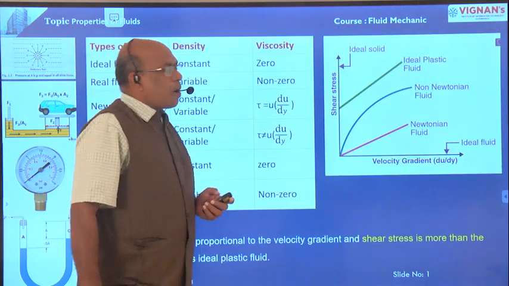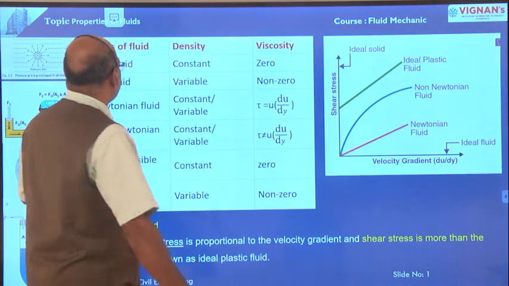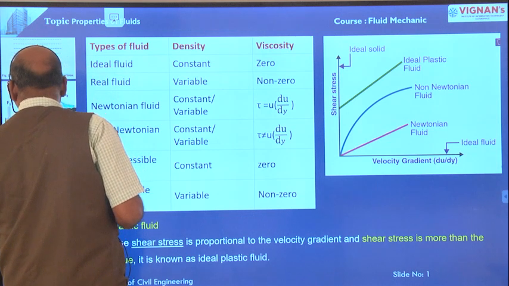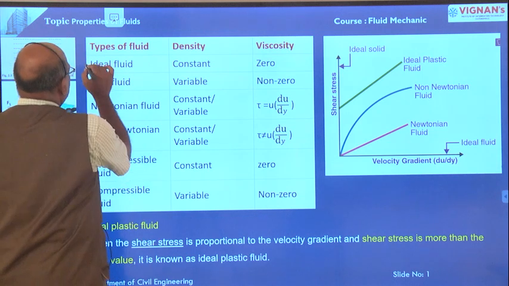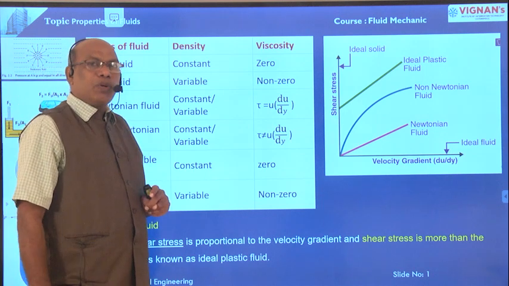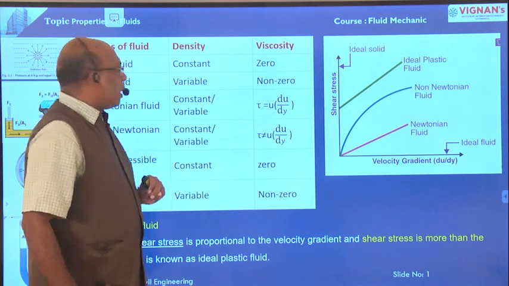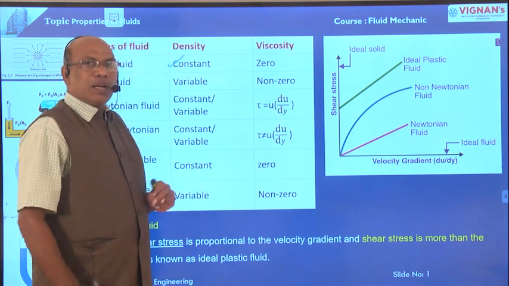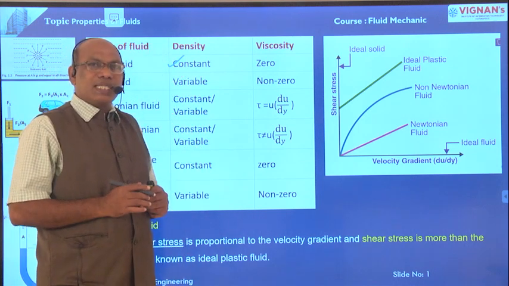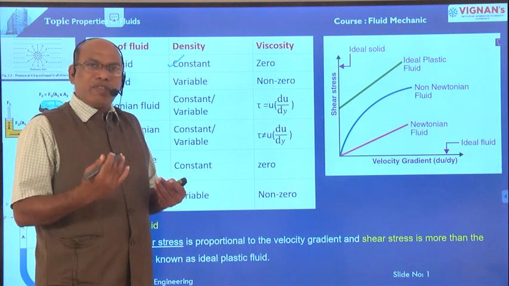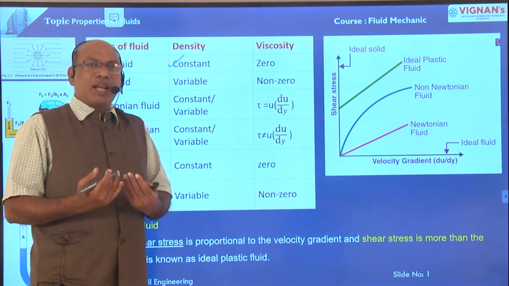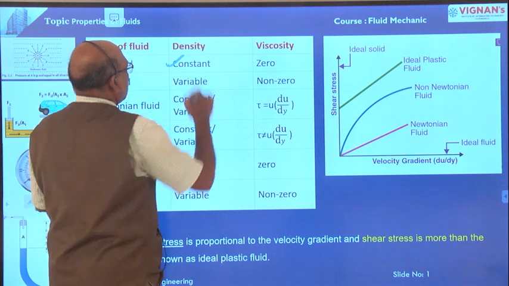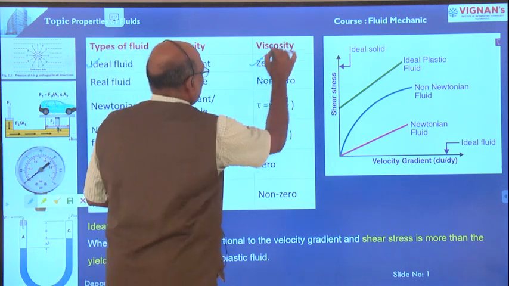These are some of the fluid properties. Here, ideal fluid, I have already explained about ideal fluid. Ideal fluid is nothing but a fluid which is incompressible and has no viscosity. The density does not change, it is constant. Because it is incompressible, there is no viscosity. Density is equal to mass by volume. There is no change in volume because this is an incompressible fluid. Therefore, density is equal to constant and there is no viscosity.